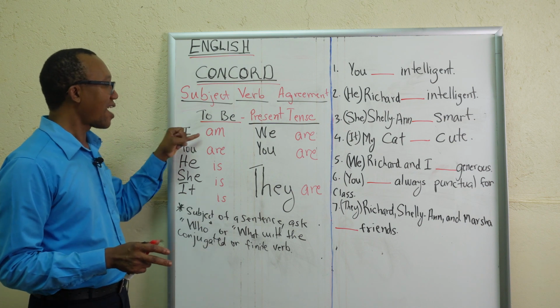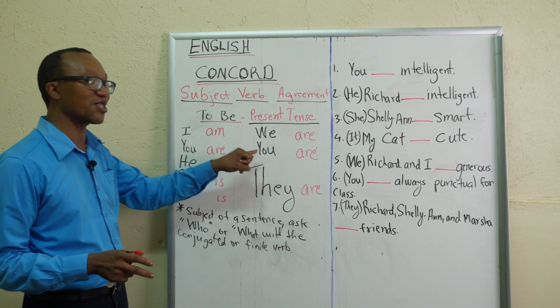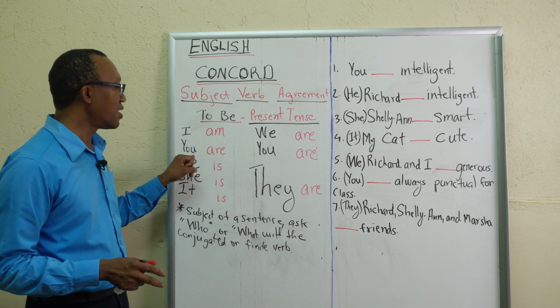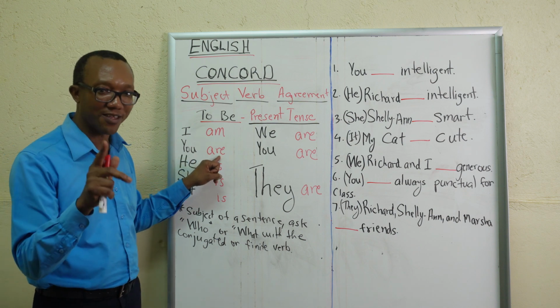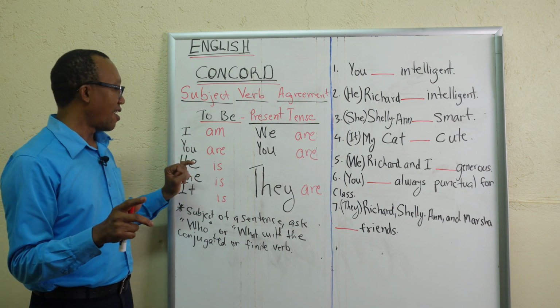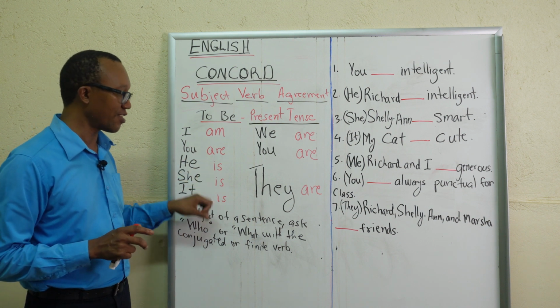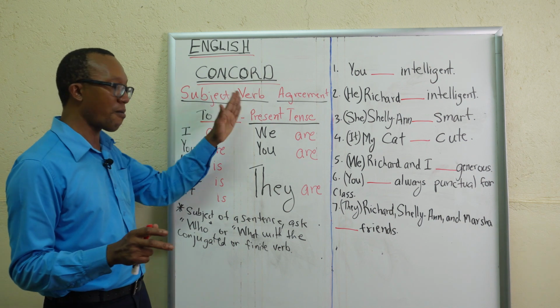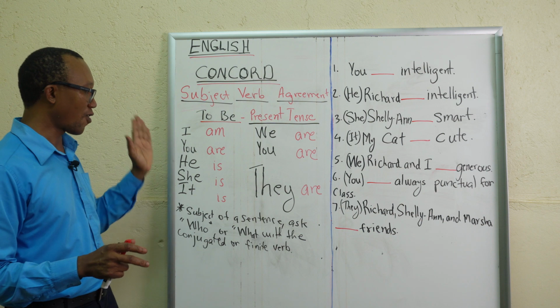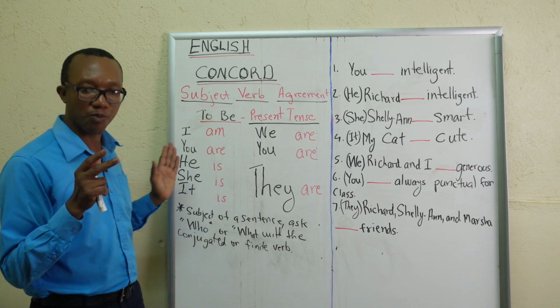So I am, so am only goes with I. You would not use it with you or we. You, singular. So you are referring to one individual. He is, she is, it is. So these are the subject pronouns. Remember, we are talking about subject-verb agreement, concord. So the verb agreeing with the subject. And so I'm starting you off with the pronouns.